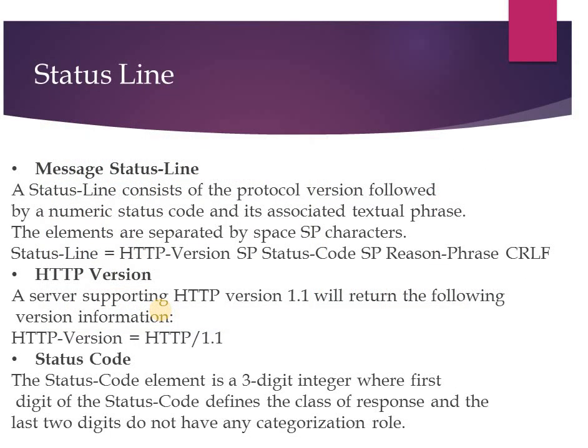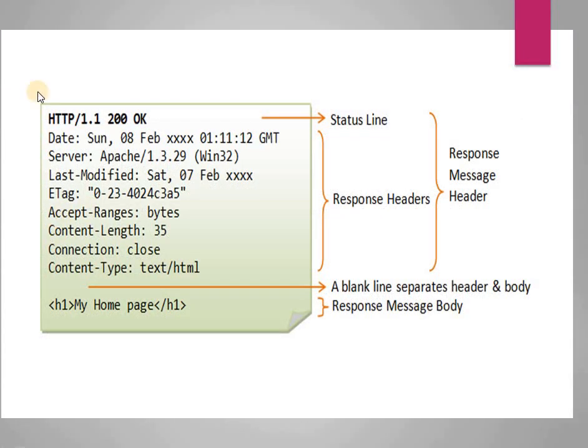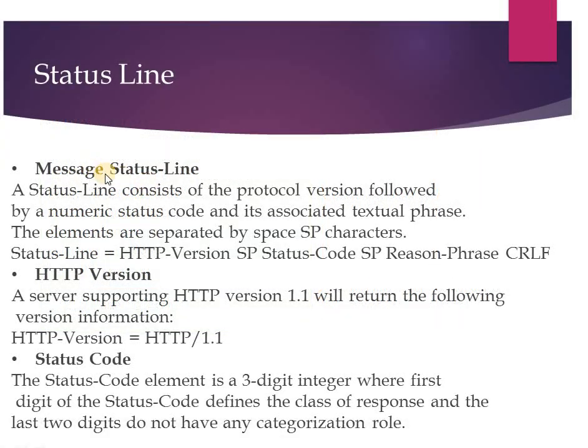Now, what is the status line? Over here, this one is your status line. Now we will focus on the status line. The status line consists of a protocol version followed by a numeric status code, which is associated with a textual phrase. First comes the HTTP version. It is now 1.1, but as I told you, HTTPS is more secure. After that, the status code. This element is a 3-digit integer.